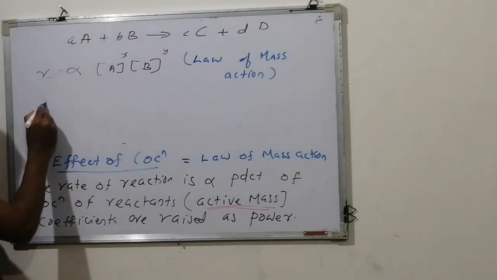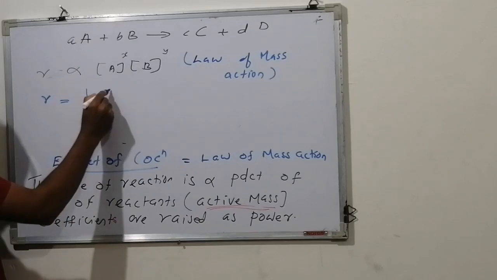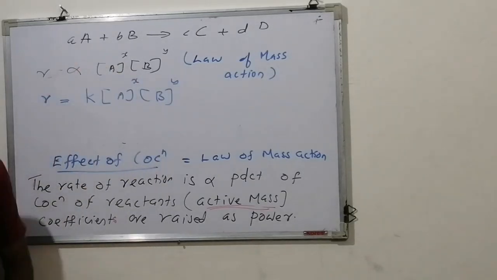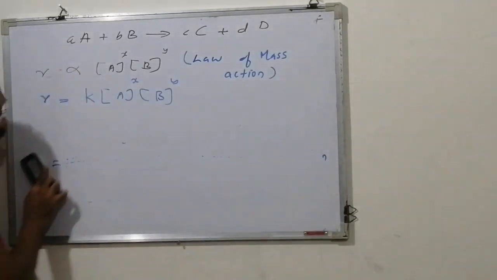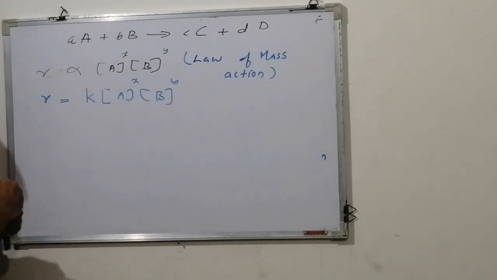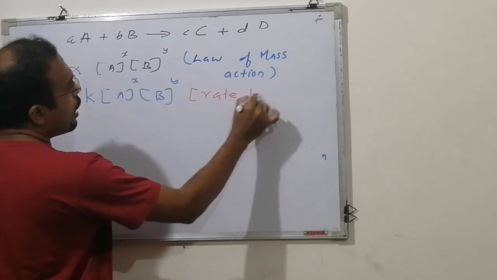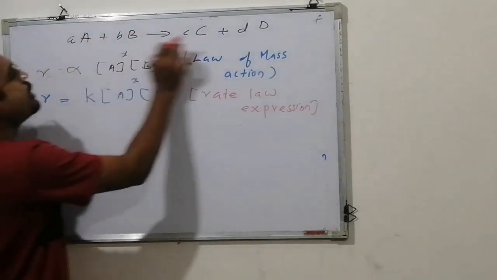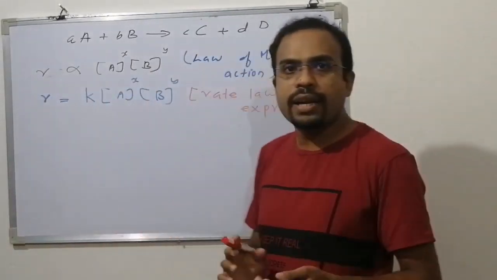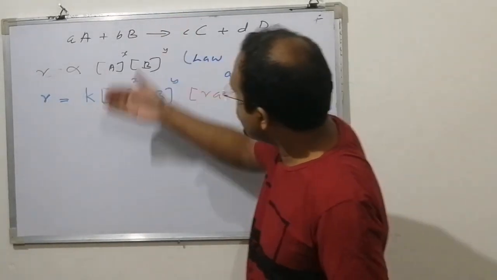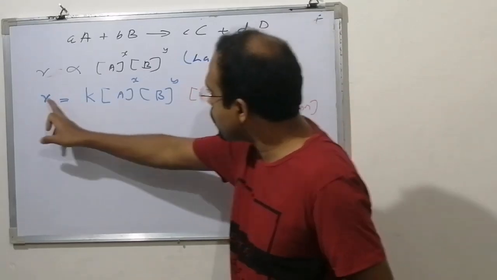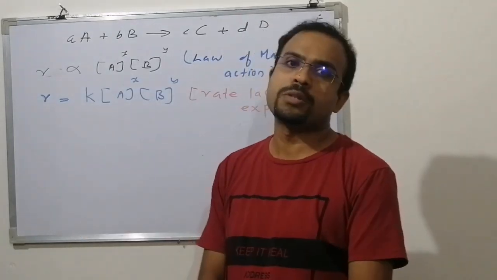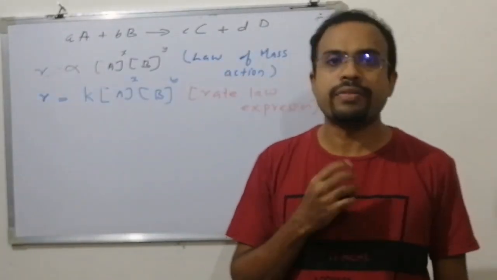Now, this proportionality is replaced by a constant, that is K. When you express the rate with a rate constant, this expression is called the rate law expression. This expression is called the rate law expression of this reaction. If someone asks you, what is the rate law expression of a reaction? That reaction should be expressed like this, where R is called the rate of the reaction. In the previous video, we have a detailed explanation of how to express rate of a reaction. That can be applied here.